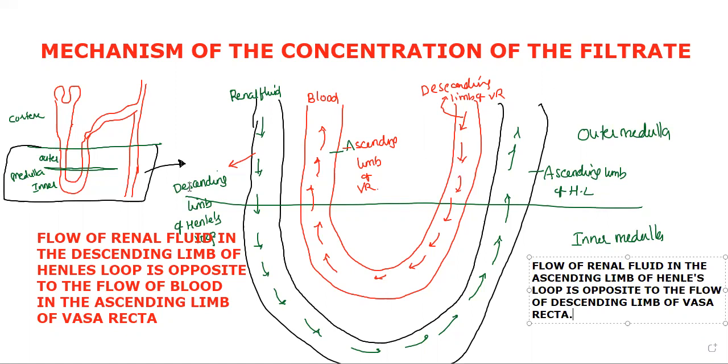In a simple manner: the flow of renal fluid in the descending limb of Henle's loop is opposite to the flow of blood in the ascending limb of vasa recta. And the flow of renal fluid in the ascending limb of Henle's loop is opposite to the flow of blood in the descending limb of vasa recta.